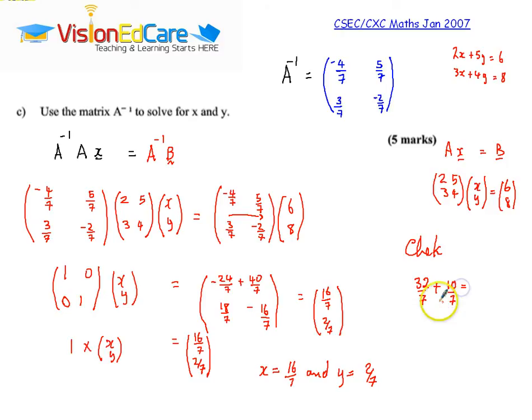We have two fractions here, so we can add them. That's 32 plus 10, that's 42 over 7, which gives us 6. So it means that the values of x and y are correct. Let's check the other equation. We have 3 times 16 over 7, that's 48 over 7, plus 4 times 2 over 7, that's 8 over 7. So 48 and 8, that's 56 over 7. 7 into 56 goes 8. So that's correct as well.